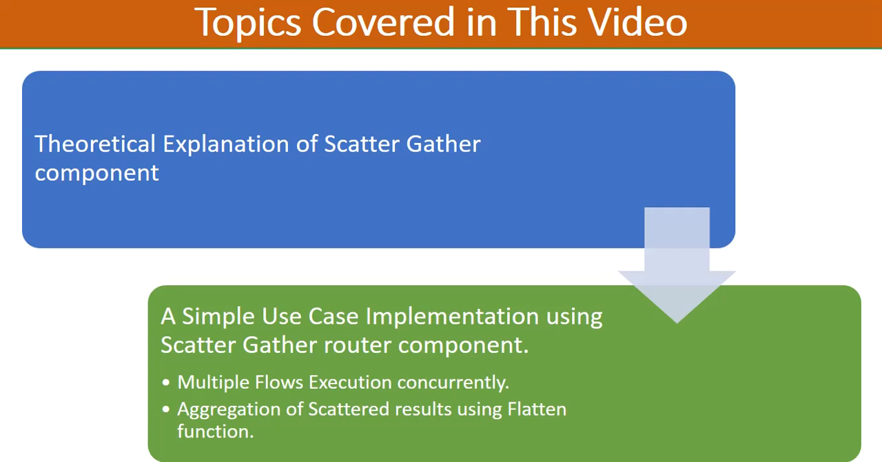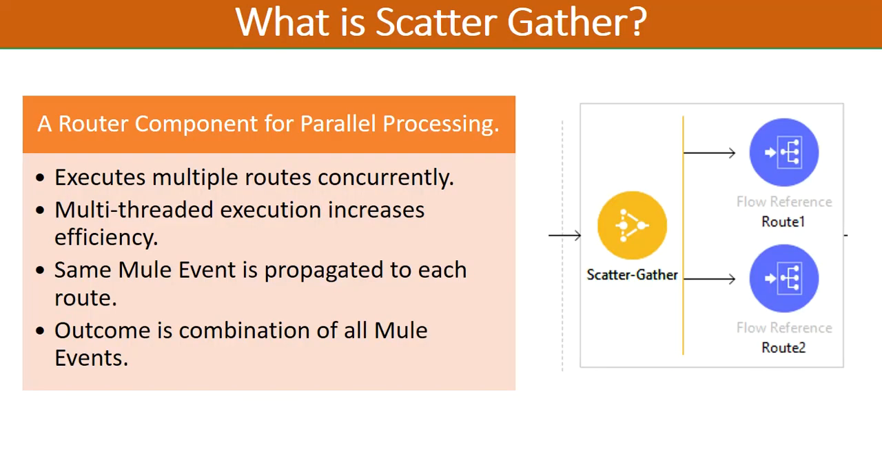In this use case, we will have multiple Mule flows, and we will see how we can execute them concurrently in parallel. And we will also see how we can flatten or aggregate the results from these different scattered routes using the flatten function. So let's have a basic high-level explanation of scatter gather.